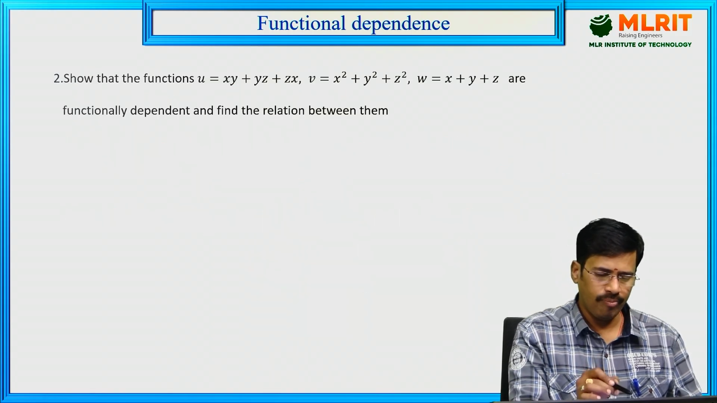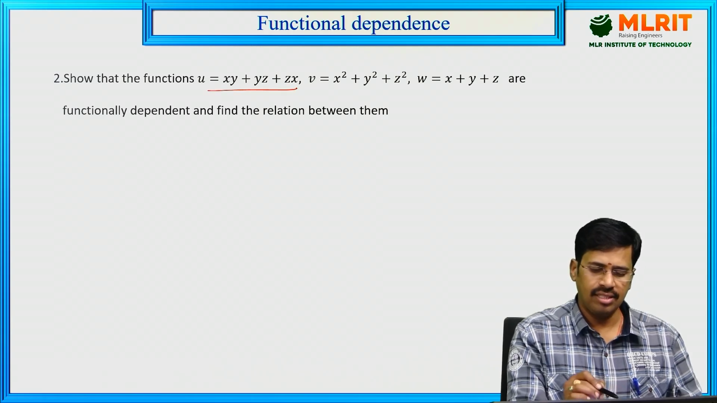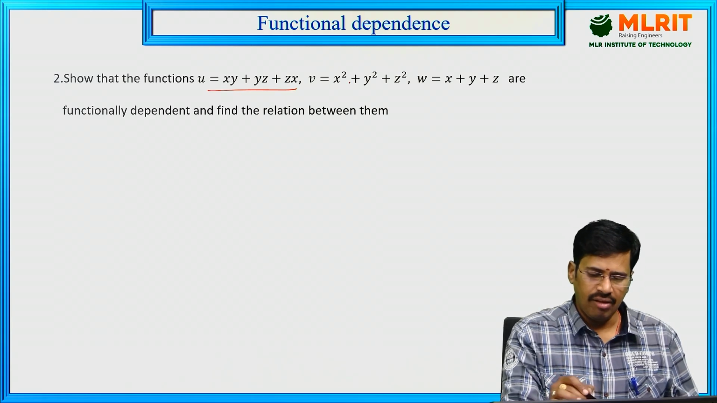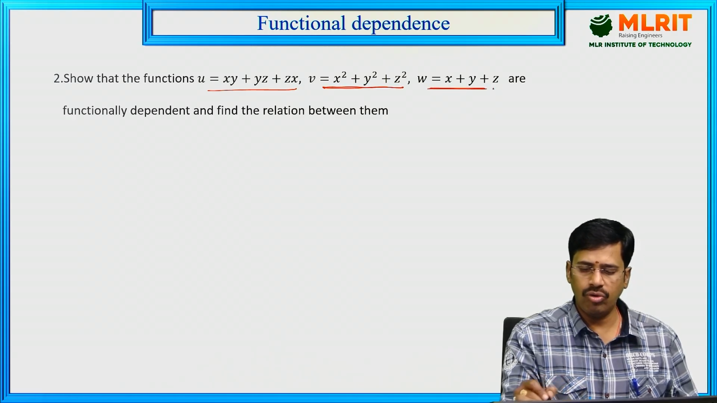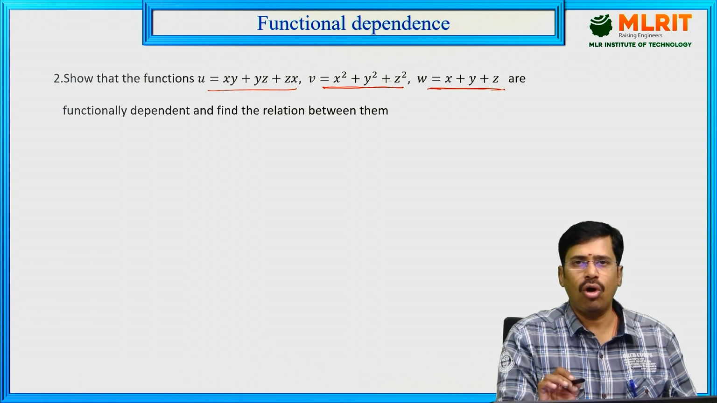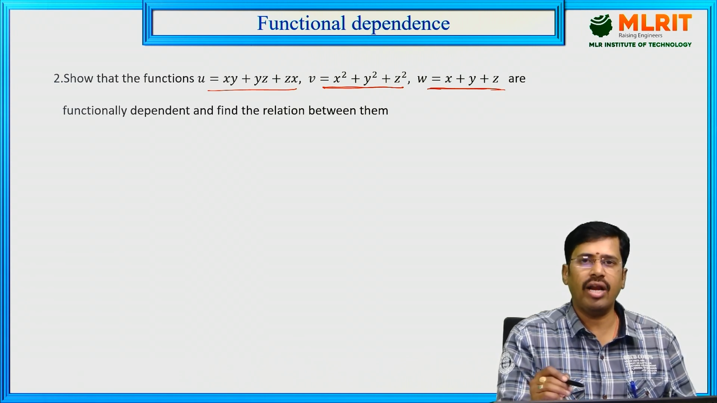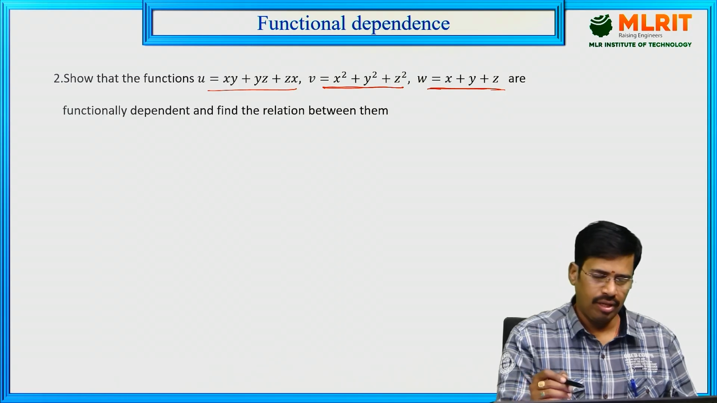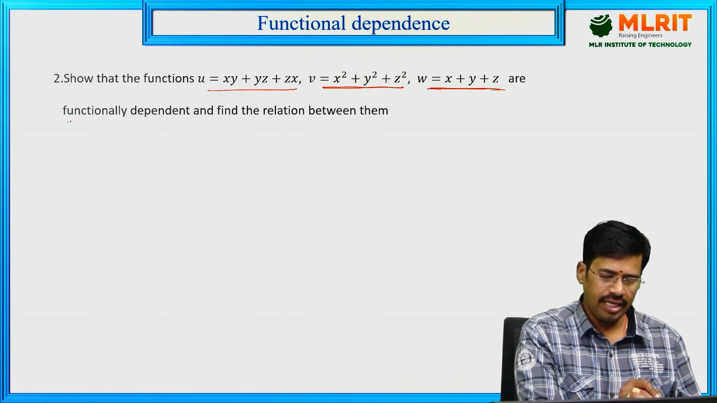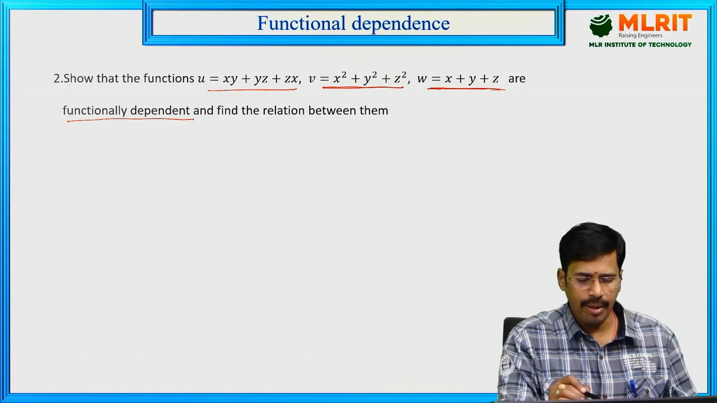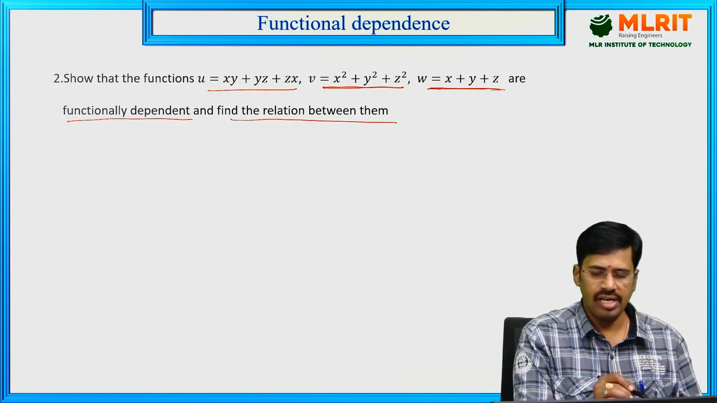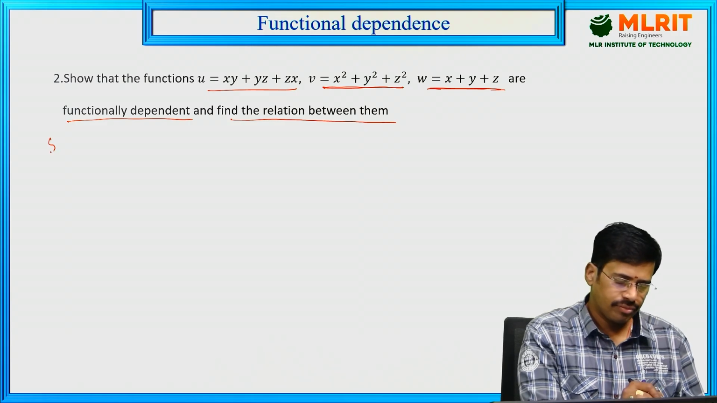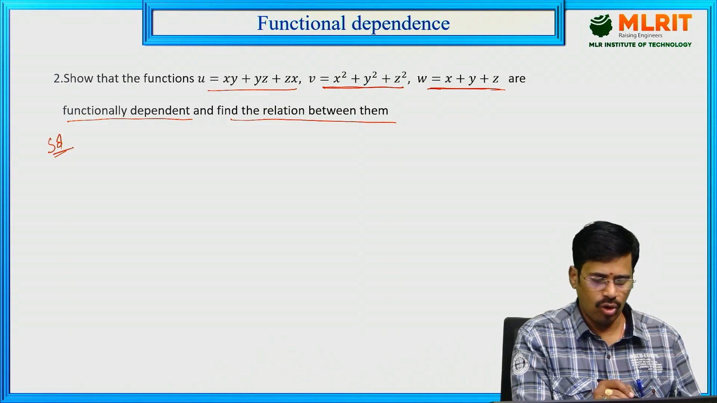Let us see one more problem. u is equal to xy plus yz plus zx, which is one function of x, y, z. v is equal to x square plus y square plus z square and w equal to x plus y plus z. So all the three functions u, v, w are functions of x, y, z. We are asked to show that these three functions are functionally dependent and also find the relation between them. So first let us find the Jacobian. Let us see whether we get the Jacobian 0 or not.